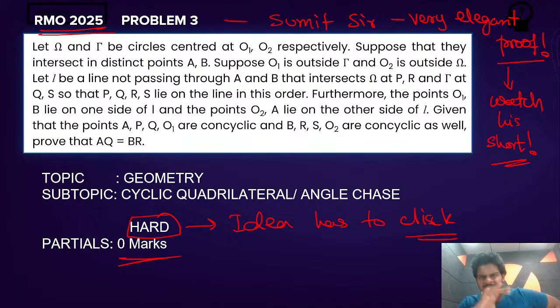Rhombus where? This is a cyclic quadrilateral question. I don't know what you're saying. Rhombus, I'm not sure. Isosceles trapezium. Would that happen? This is isosceles trapezium. Would we get isosceles trapezium? I think so. I have to think about the diagram again.